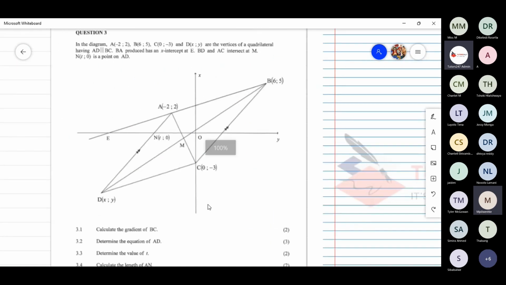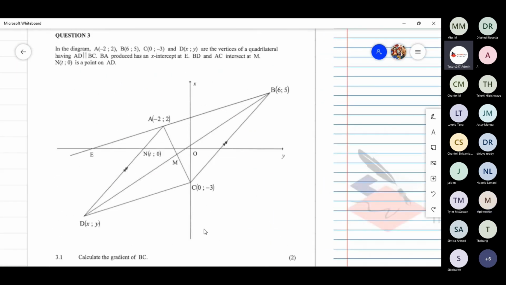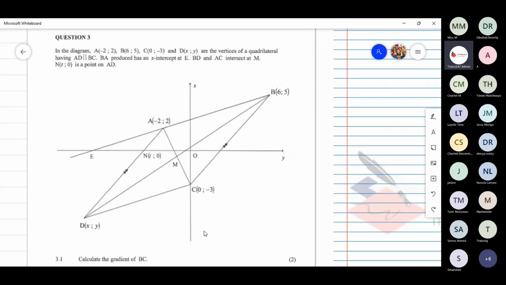Something important to take note of whenever you start with an analytical geometry question: always read the above information that is below the question and take a few minutes to actually go through the diagram itself. That'll give you more insight and more information into the question.